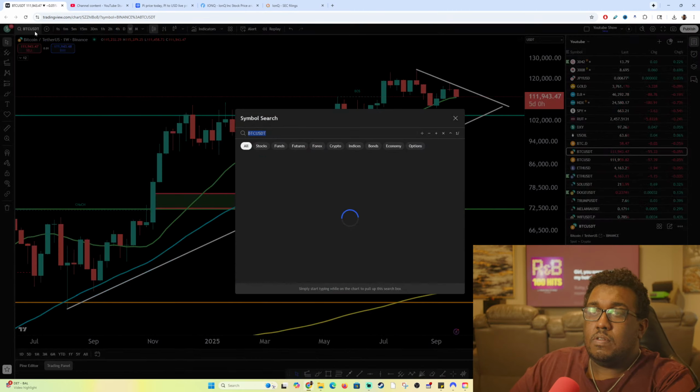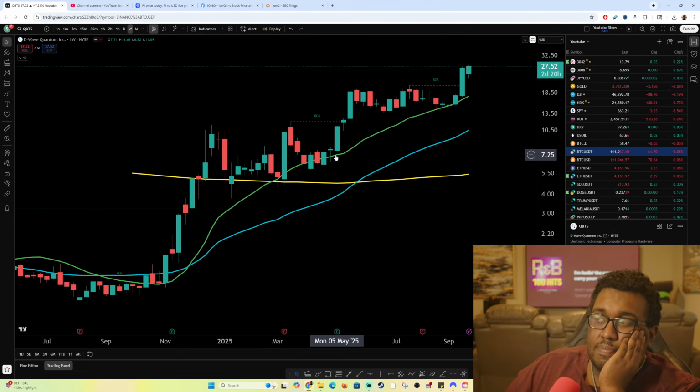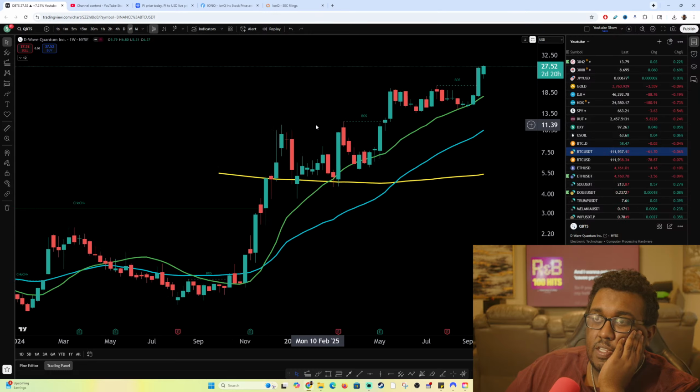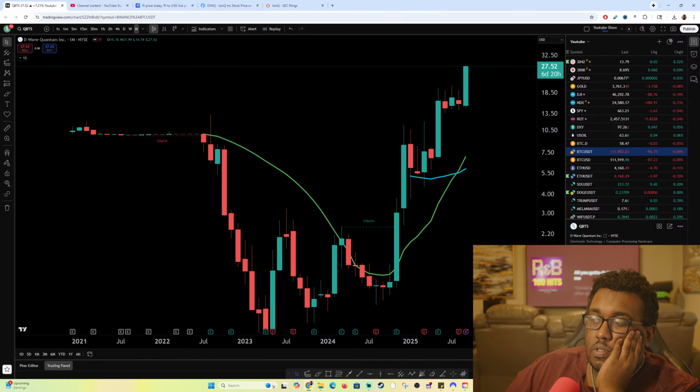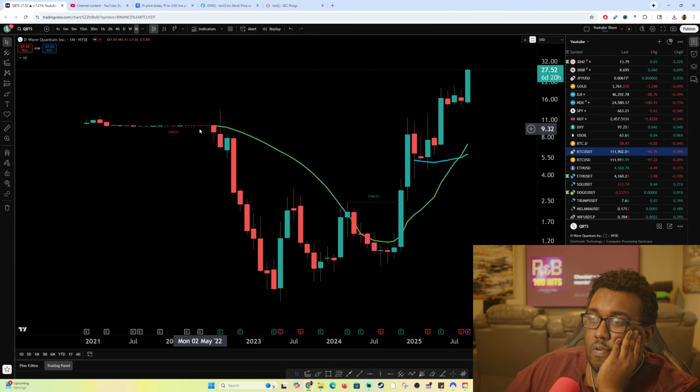QBTS. D-Wave Quantum. I have these in my retirement account, but I never look at them because I don't want to sell them. Specifically this one. D-Wave Quantum 27. Because when Quantum teams up with AI, it's going to be some scary stuff. This must have been a SPAC back in the day. Look at that flat line right there.